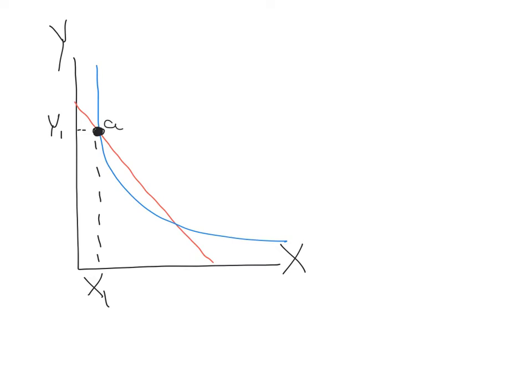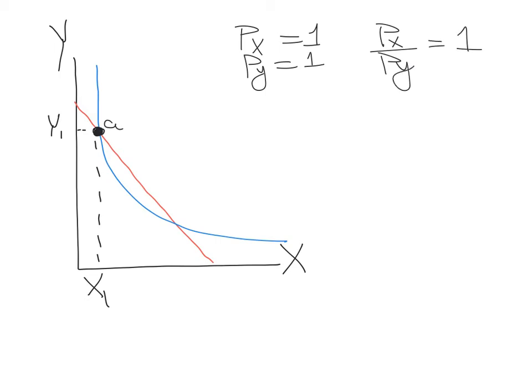Let's suppose that the prices are Px equals 1 and Py equals 1. That will give us a slope of the budget line of 1, and that will be across the whole budget line. But let's suppose that at that point A, the marginal rate of substitution was actually 2. Remember that this is minus 2, this is minus 1. That will be consistent with a point in which the marginal rate of substitution, the slope of the indifference curve, is steeper than the slope of the budget line.